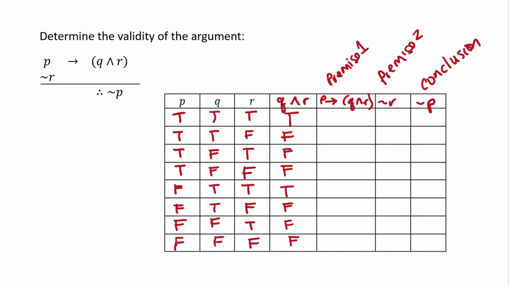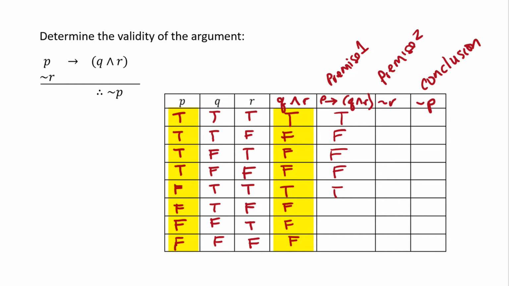P implies. So we'll look at P implies Q and R. So true implies true, truth implies truth is true. Truth cannot imply false. So that's false. Third line, truth cannot imply false. Fourth line, truth cannot imply false. So that's a false. Now let's go to the fifth line. 1, 2, 3, 4, 5. False can imply true. So that's a true statement.